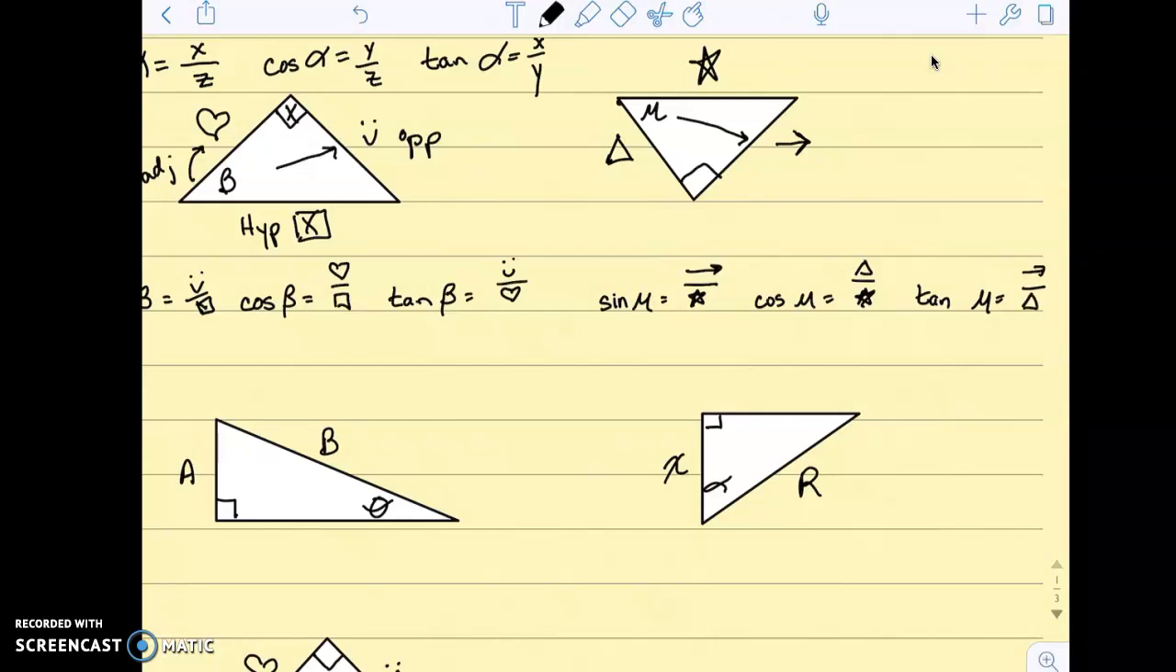Miss Meyer, how come you're making us do this with weird symbols? Because it makes your brain really think about the pieces and parts that you have.